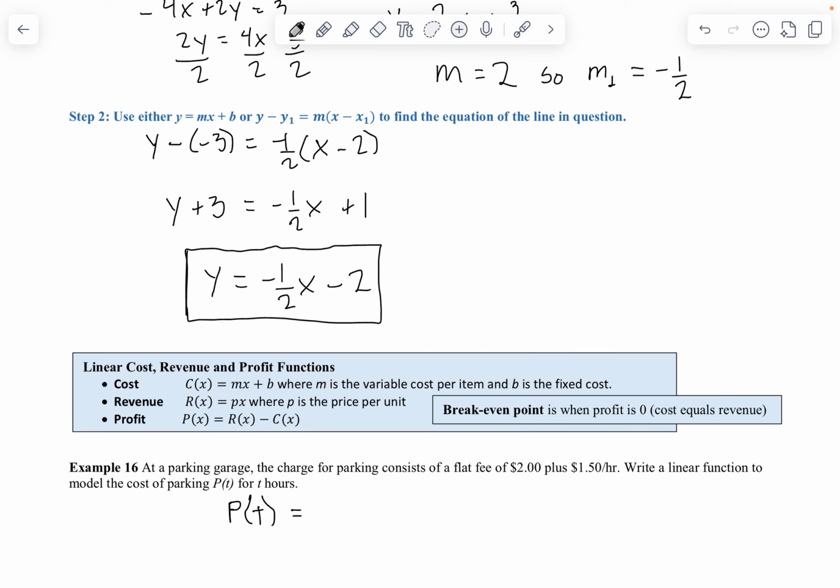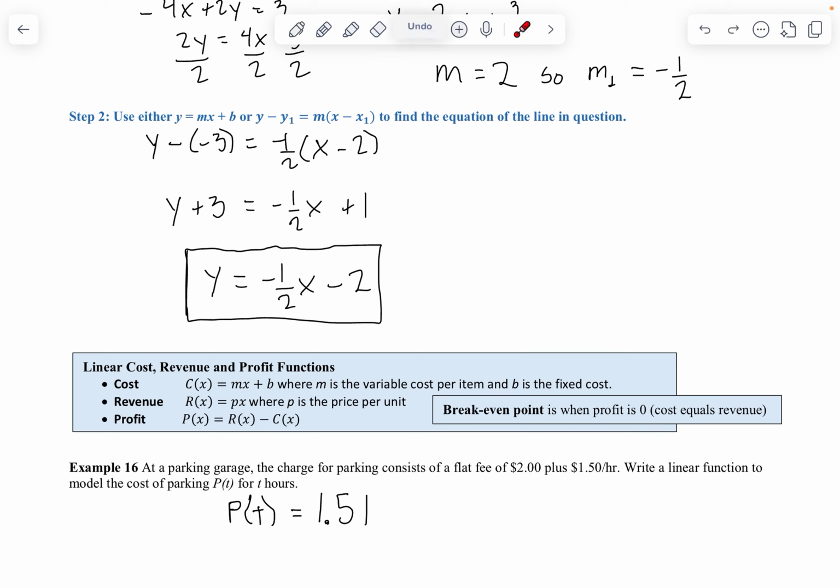And this is a cost function, right? So it's cost of parking. So it's going to be in the same form as my cost function up here. So we have a variable cost and a fixed cost. The variable cost is the $1.50 per hour, right? It varies based off of the number of hours that you park. So we will represent that in my function as 1.5 times t.